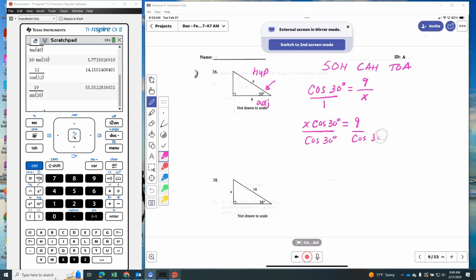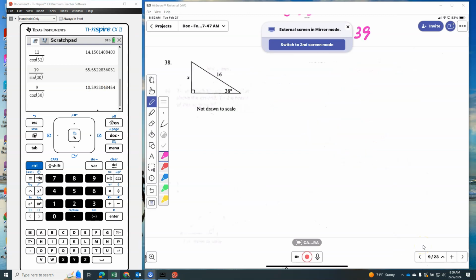Divide by the cosine of 30 degrees. Go ahead and get your calculator here. So you have 9 divided by cosine of 30, and you round off to the nearest tenth. So x equals 10.4.